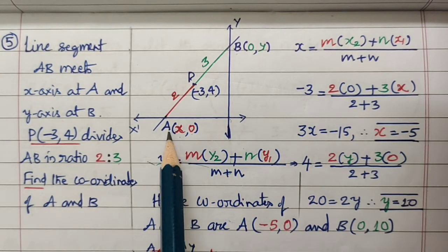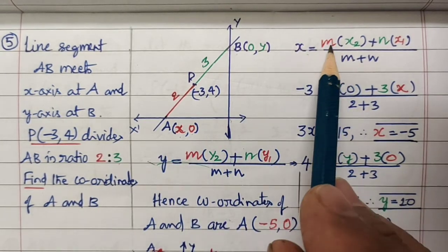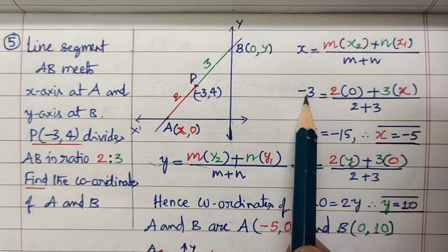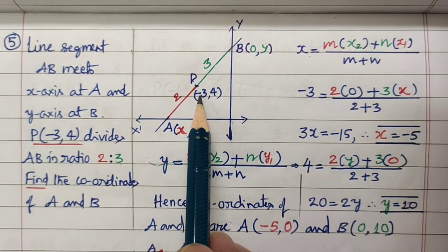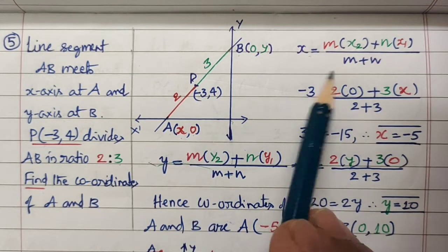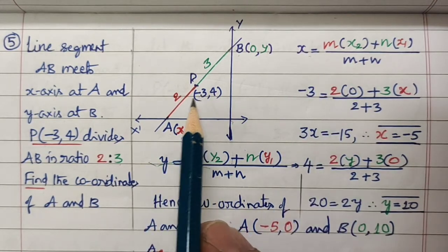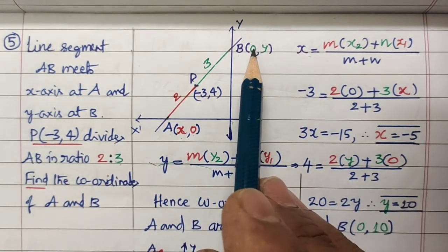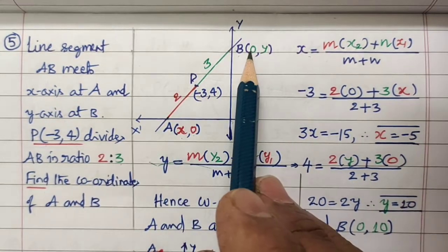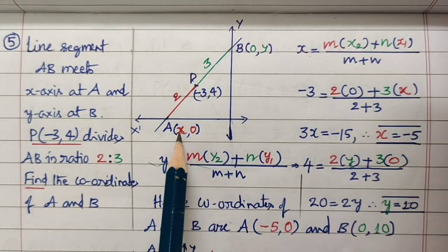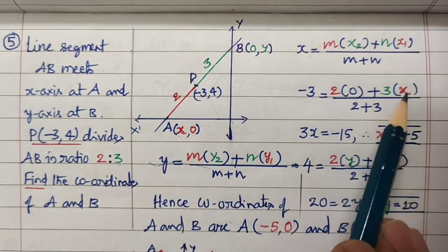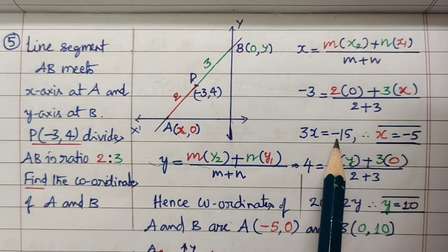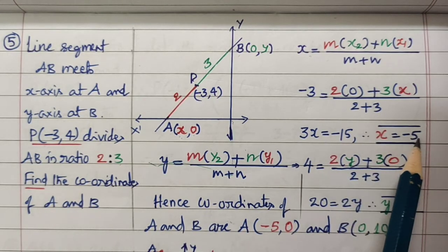So to find out x, x is equal to (m x2 plus n x1) divided by (m plus n). This point is minus 3, so minus 3 is equal to m into x2, x2 is 0, plus n into x1, in place of x1 we have x, divided by 2 plus 3, m plus n. After calculation we got x is equal to minus 5.